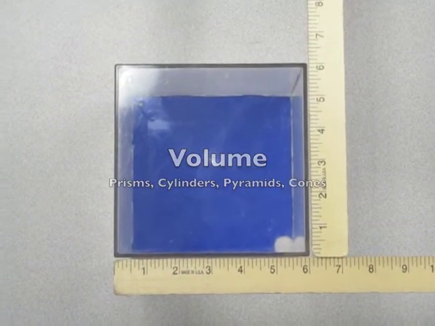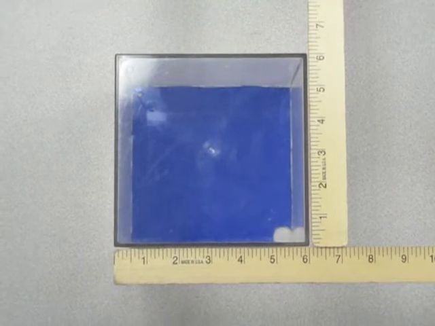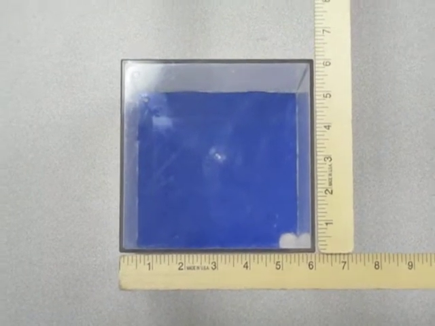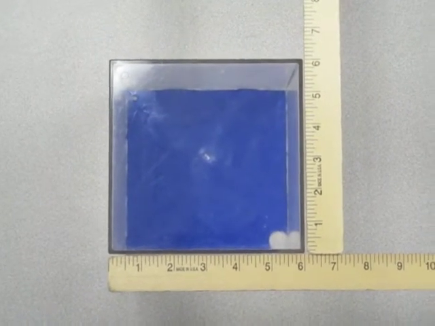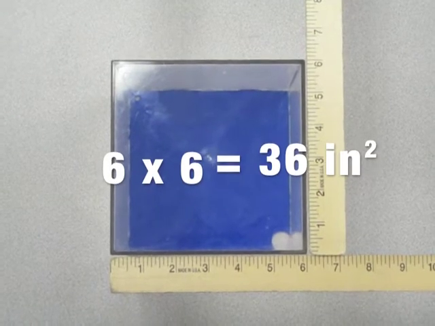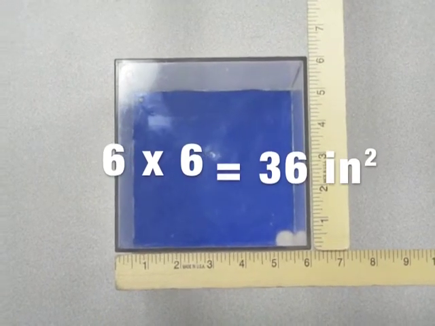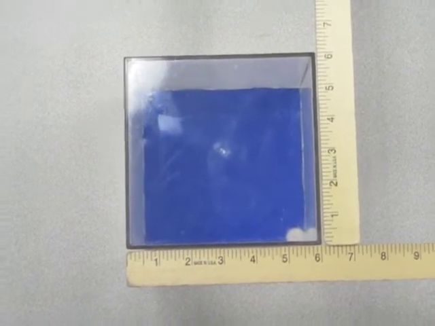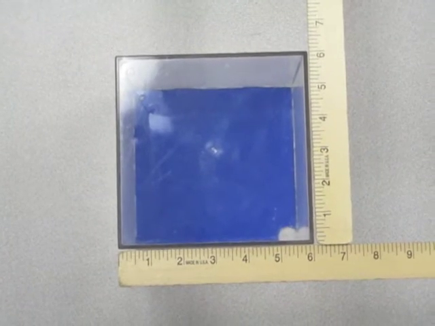Here's a question. What's the size of this square? Well, it's a simple question with a simple answer. It's 6 inches wide by 6 inches tall. 6 times 6 is 36 square inches. That's its area. But often I'm actually interested in something perhaps a little bit more important.